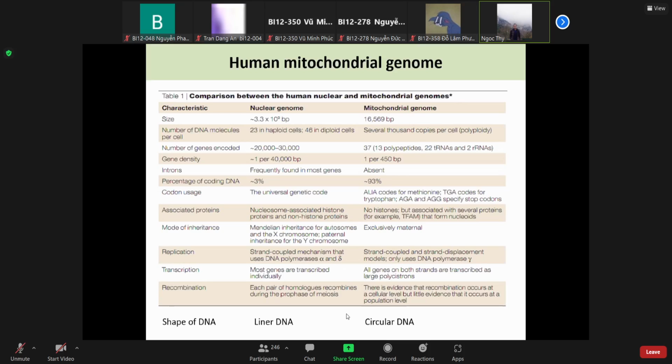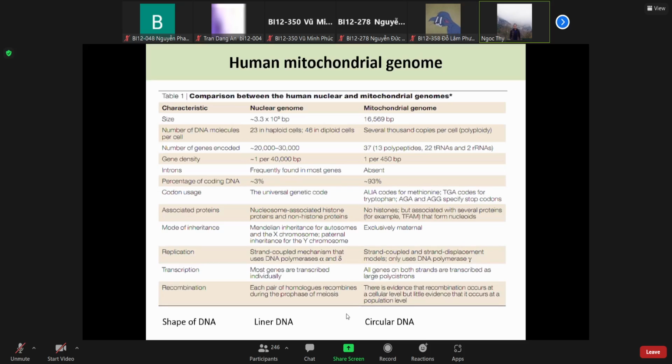In one cell, because one eukaryotic cell will have from 4,000 to 6,000 mitochondria, it corresponds to having from 4,000 to 6,000 versions of the mitochondrial genome in one cell.